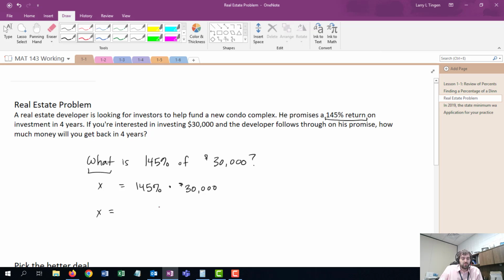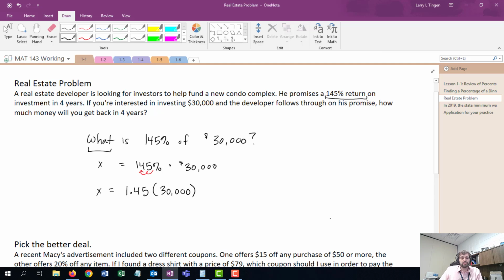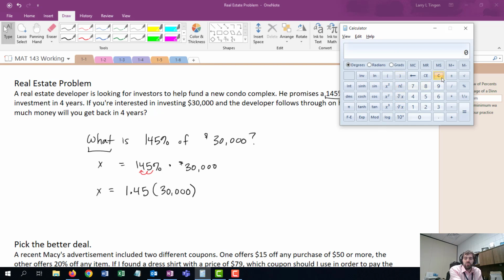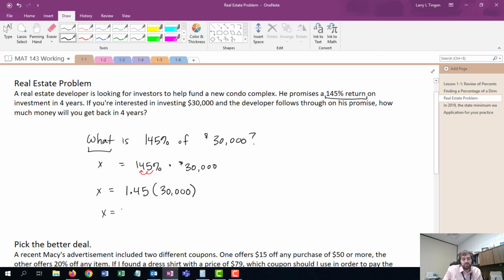I can't do math with a percent. I have to convert it to a decimal. So scoot over and stick to your guns. The rules here are intentional. 2 places to the left and drop the percent sign. That's 1.45. Okay, 1.45 times 30,000. What's that going to give me? Well, when I multiply by numbers that are greater than 1, I end up with something larger than what I started with. 30,000 times 1.45 is 43,500.